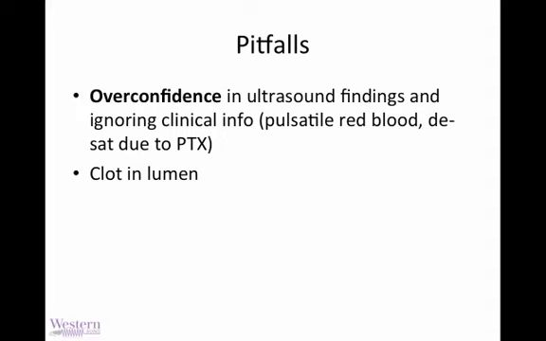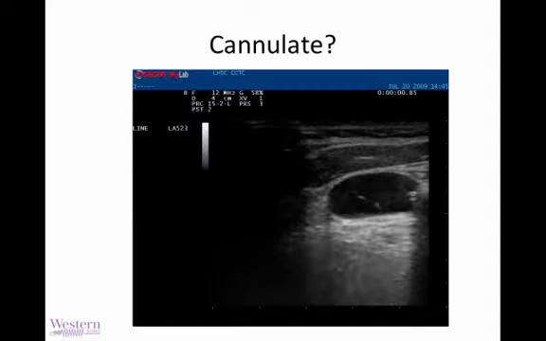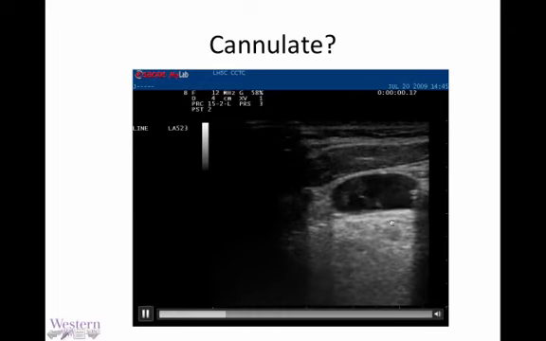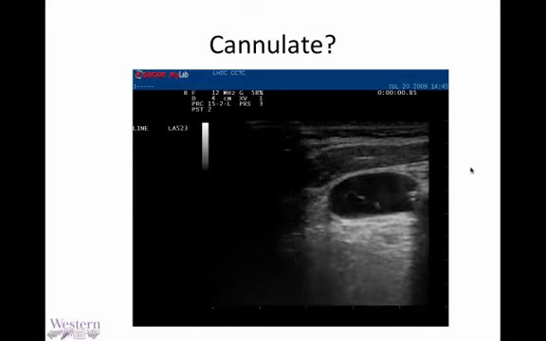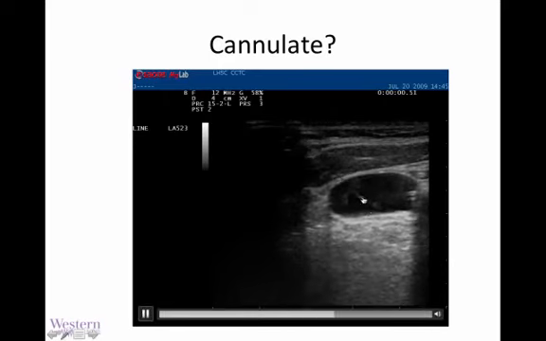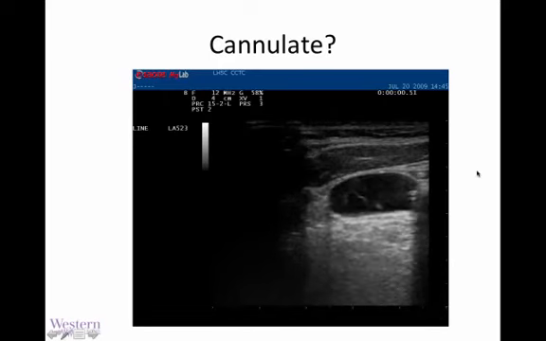The other things to be mindful of are clot in the lumens, or if the vein is too small, or other pitfalls that I've mentioned. And here we'll look at a couple of those. Here you can see a clot in a previously cannulated IJ in an ICU patient. You can see some wisps of clot and complexity there. So the right answer is always to pick another side.